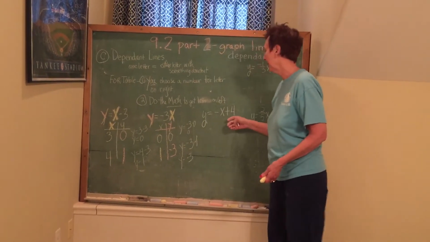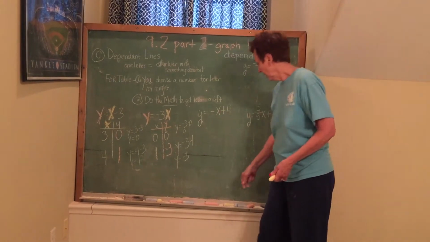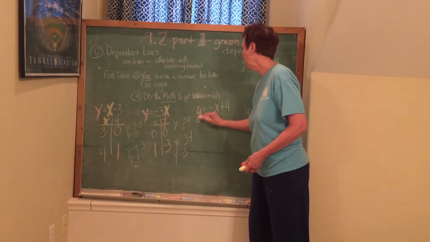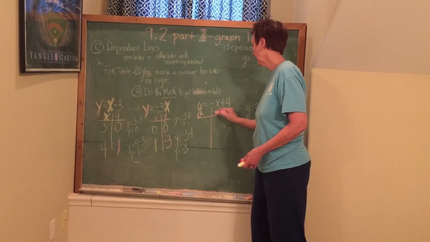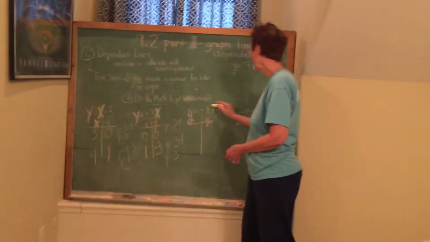All right, let's look at this example. y is equal to negative x plus 4. Well, it's pretty easy for me to see that y, once again, is the number that I'm only going to get from doing some math.